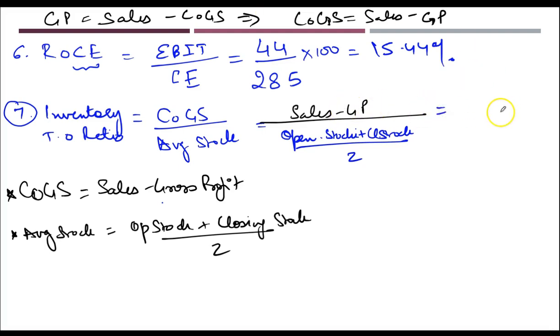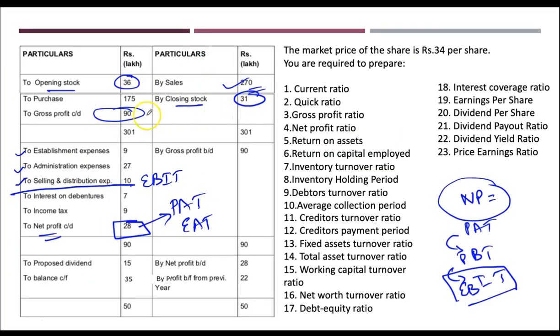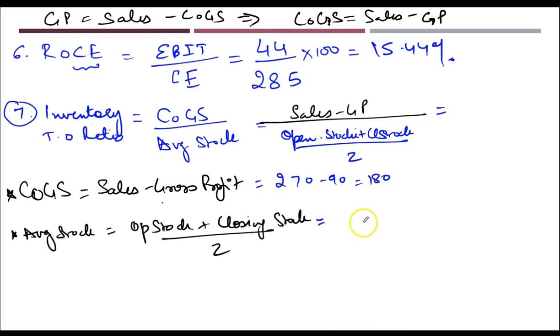So our values will be sales minus gross profit is what? 270 minus 90, ठीक है ना, 180. Opening stock is 36 and closing stock 31. So 36 plus 31 divide by 2, ठीक है, ये आ जाएगा आपका 33.5.